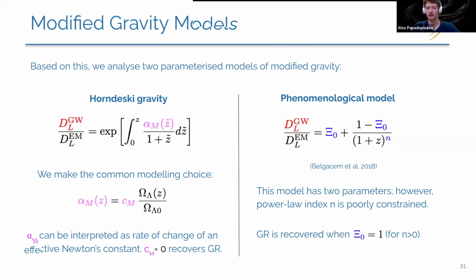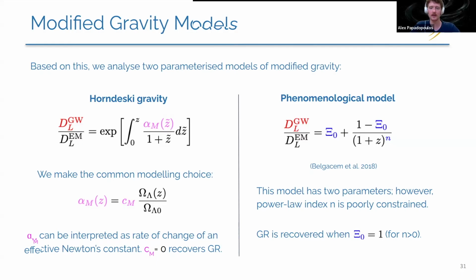For our more phenomenological model, which is pronounced the chi-naught n parameterization, we have two parameters actually, not just chi-naught, but also this power law index n. But in general, we don't get very good constraints on this. So although it is included in our analyses, we can't say very much about it. But in this case, GR is recovered when psi naught is 1.